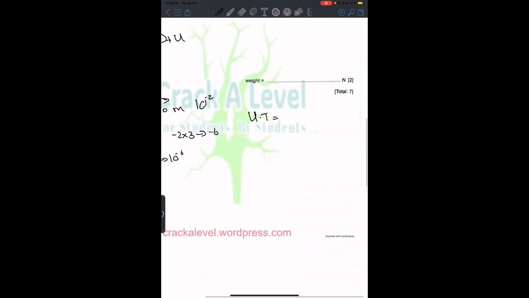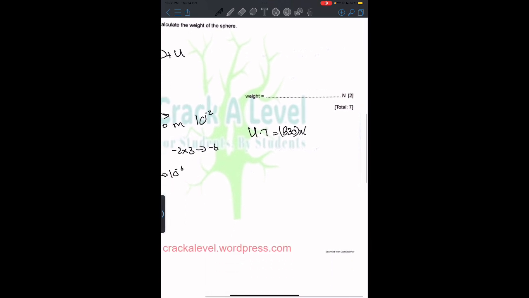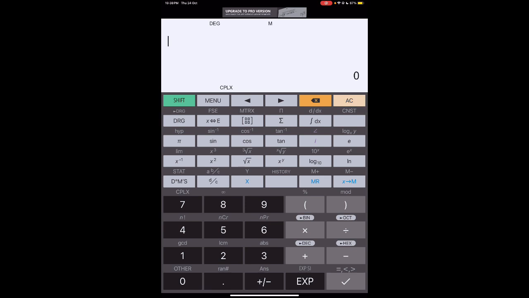So 830 into, what was the volume? 4.6 times 10 to the power minus 6, and again 9.81. Let me just do a calculator. That's 830 into 4.6 times 10 to the power minus 6, and then further multiply that by 9.81. Alright, so we're getting 0.032.